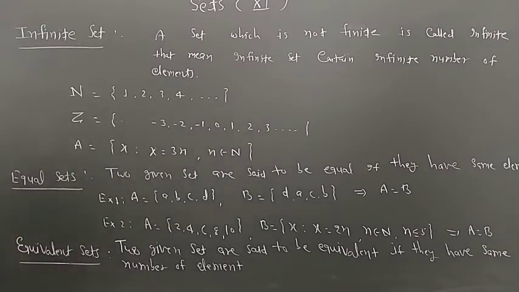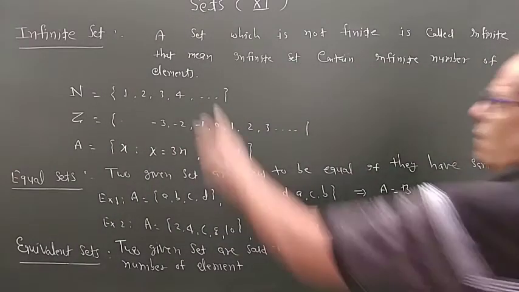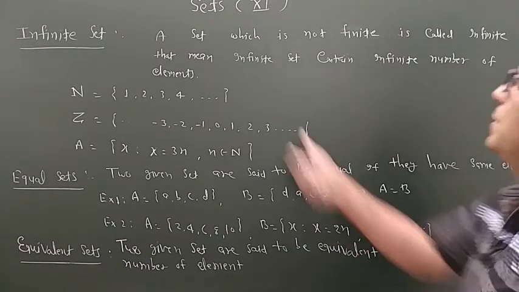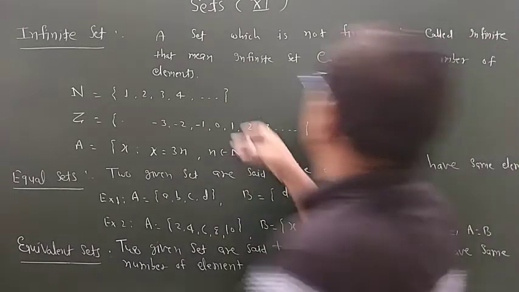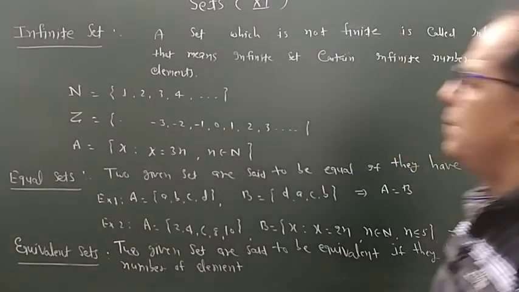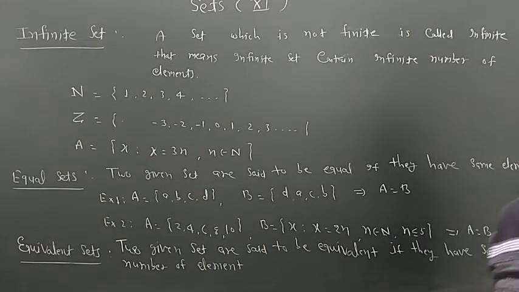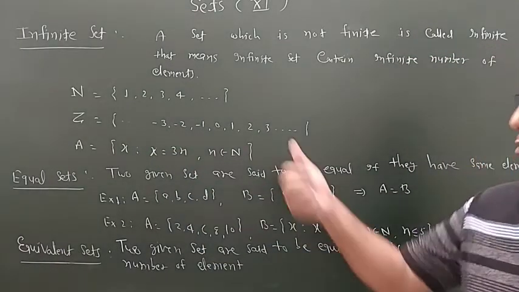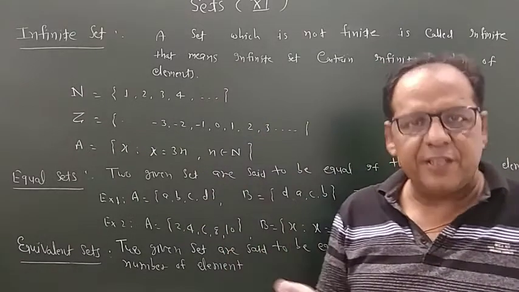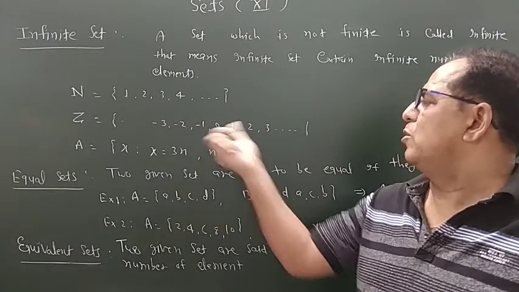Now next definition, infinite set. A set which is not finite is called infinite. That means an infinite set contains an infinite number of elements. For example, capital N indicates the set of natural numbers, that means counting numbers 1, 2, 3, 4 and up to infinity. Z represents the set of integers, that means negative counting numbers and positive counting numbers including 0.